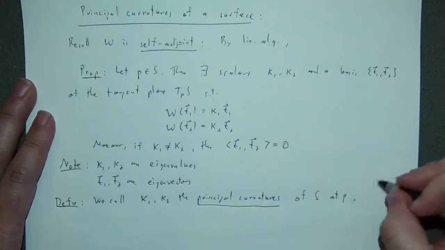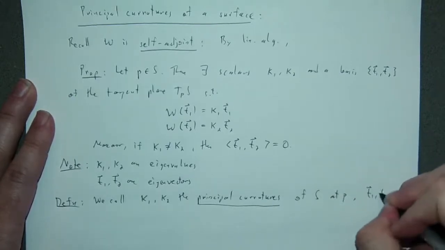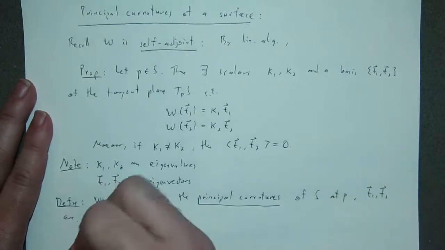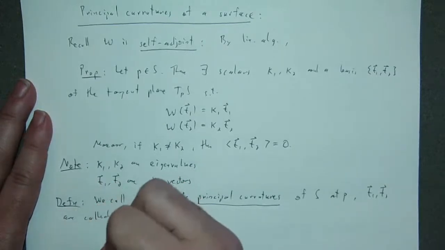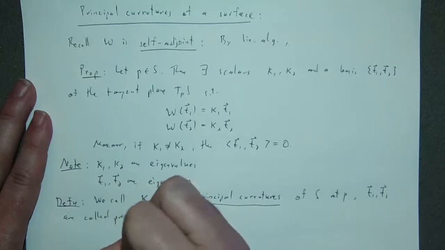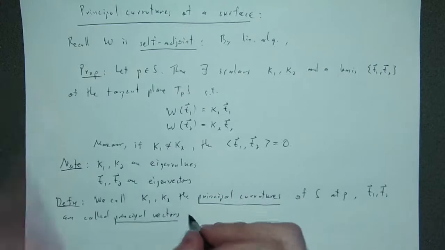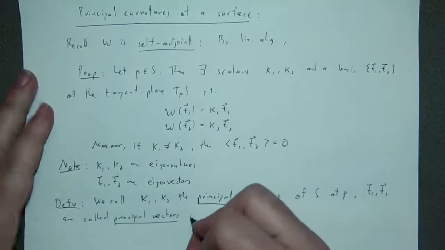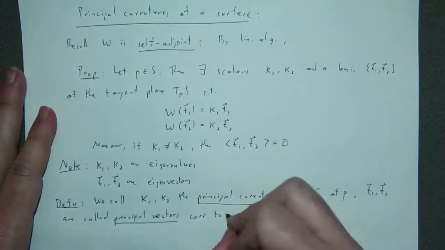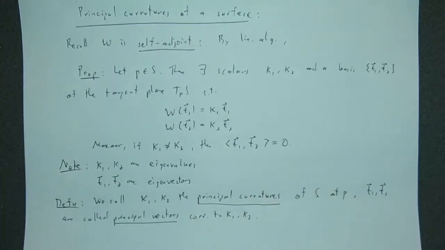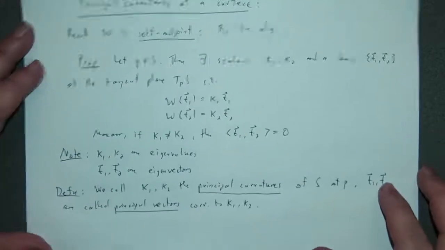Okay, and T sub 1 and T sub 2 are called principal tangent vectors, or just principal vectors, corresponding to kappa sub 1 and kappa sub 2. Okay. All right. Now here is a definition.